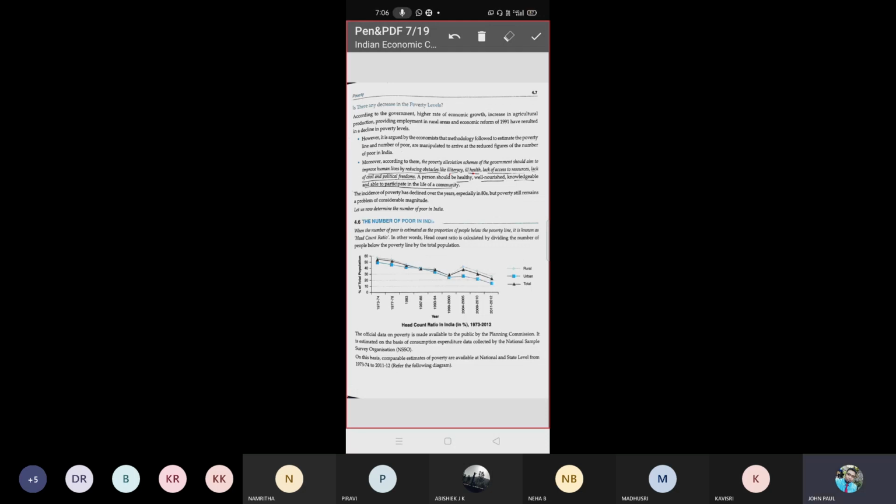The incidence of poverty has declined over the years, especially in the 80s, but poverty still remains a problem of considerable magnitude. So the government has taken up a lot of poverty alleviation programs, alleviation in the sense of poverty eradication. The government came up with a lot of schemes to overcome poverty. Not only in India, all developing countries are facing the same kind of issue, poverty. One best example I can share with you is Singapore.